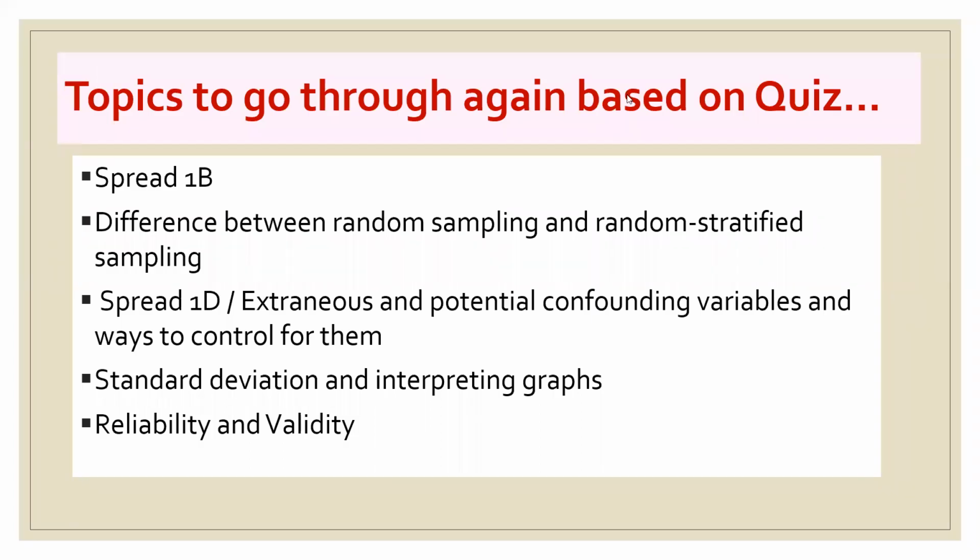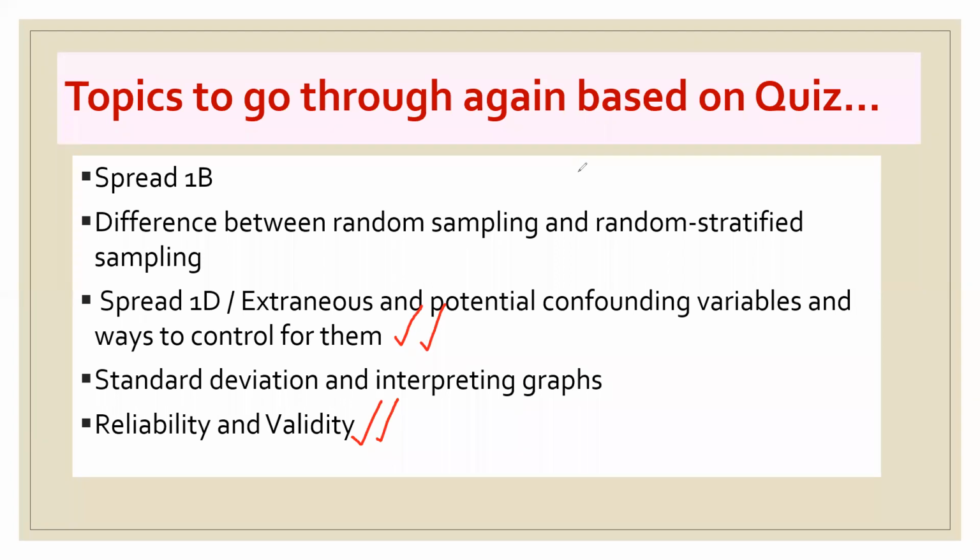All right, guys. So these were the topics that you guys asked that we go through again based on the quiz responses from yesterday. The most common one that most of you asked for was potential confounding variables, so we'll try to spend a little bit more time on that one. Also, multiple people asked about reliability and validity. So we'll try to spend more time on these two, but we'll also cover the rest.